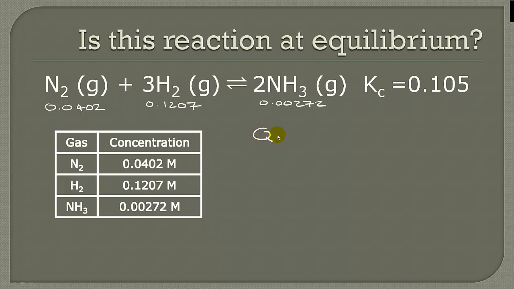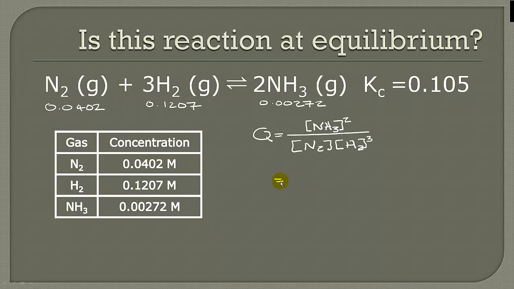The next thing to do is write out Q. And Q, again, has the same form as the equilibrium constant. It's products over reactants. So in this particular instance, it would be the concentration of NH3 squared divided by the concentration of N2 times the concentration of H2 to the third power.